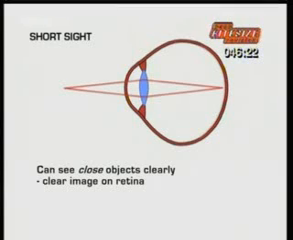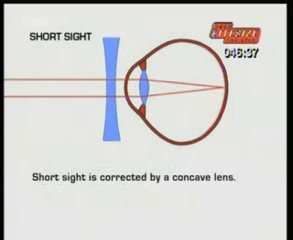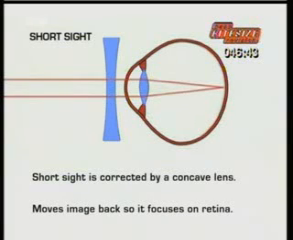So people with short sight can see close objects clearly because the lens can focus a clear image on the retina. They can't see distant objects clearly because their lens can't focus the light onto the retina. The clear image falls short. Short sight is corrected by using a concave lens in glasses or contact lenses. That moves the clear image back so it focuses on the retina.